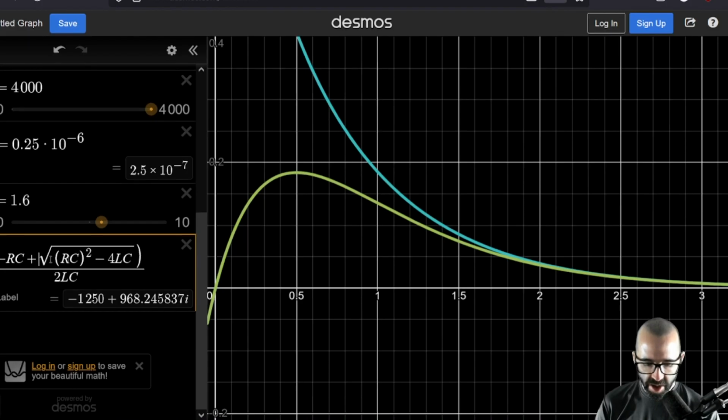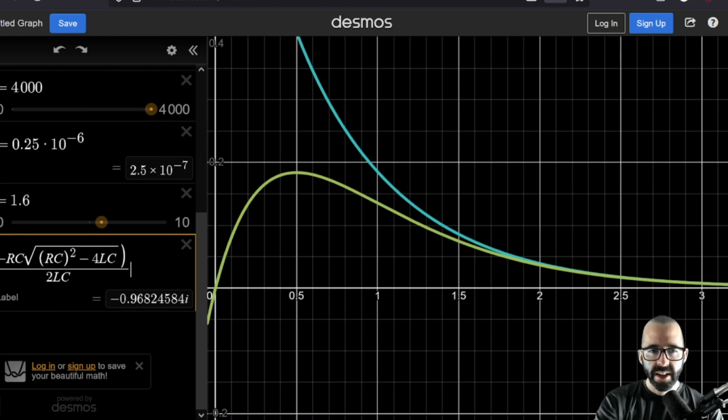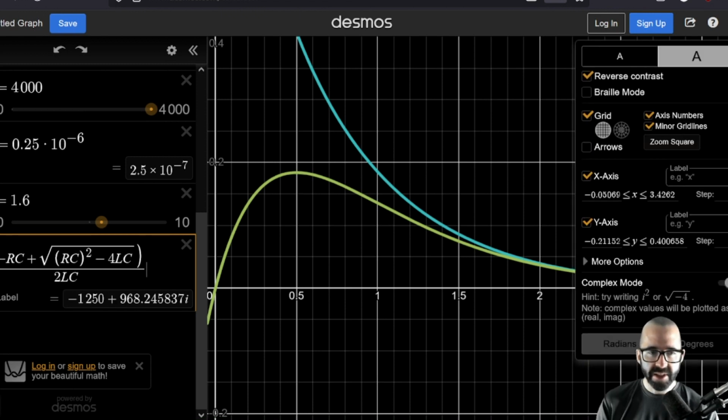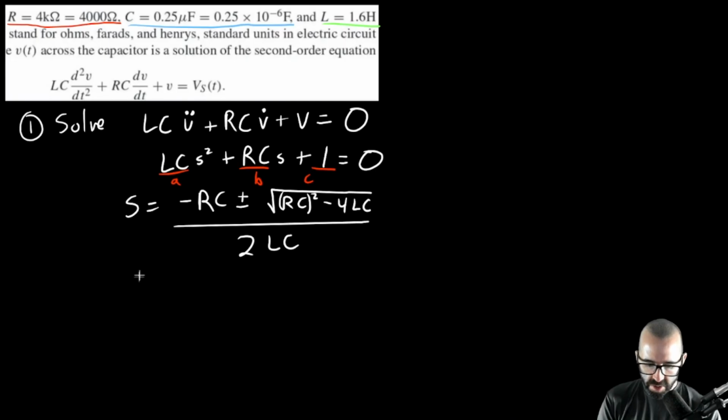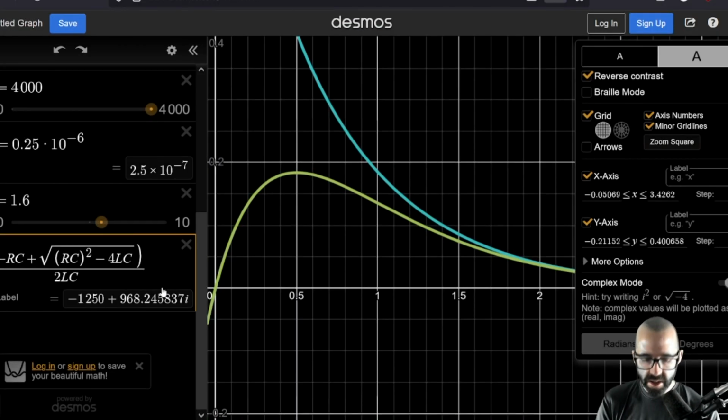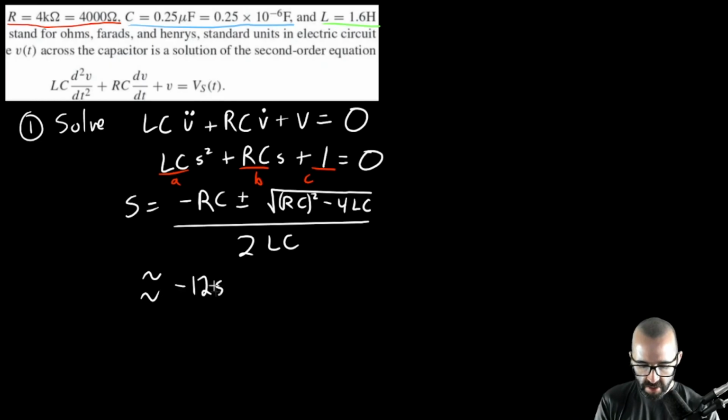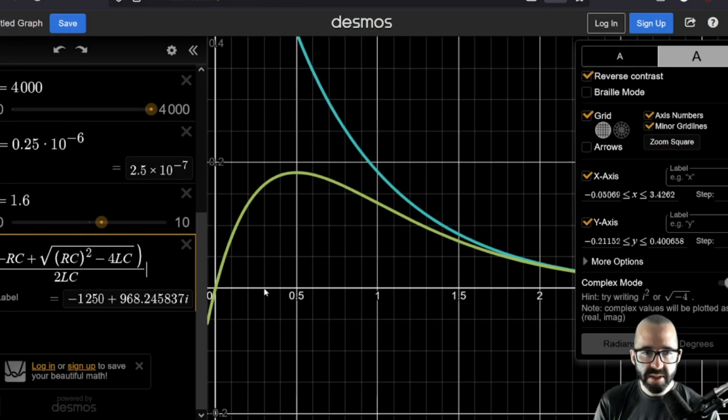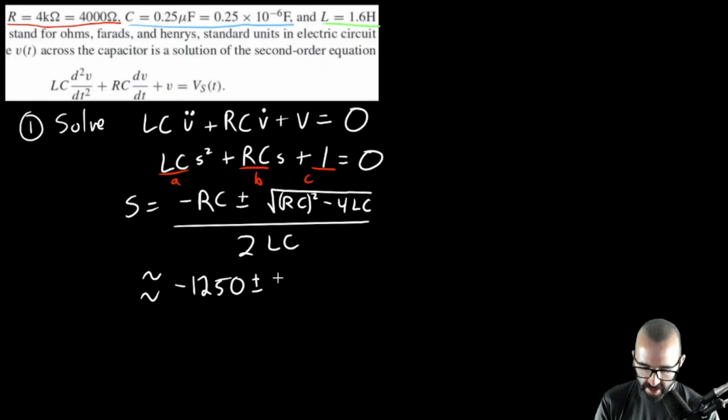And again, we know how complex roots work. If this is a minus, what do you think is going to happen? Yeah, it's the same thing. We have complex conjugates. So our roots, if we use a calculator, are going to be negative 1250 plus or minus, again, the square root of some number, but it approximates to about 968i.